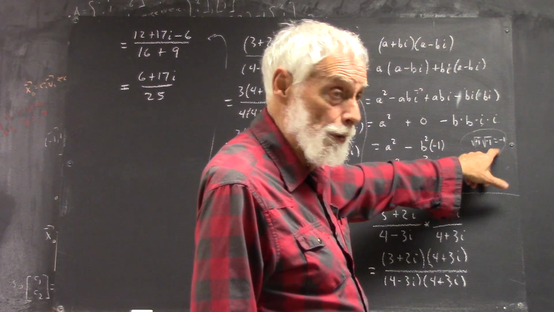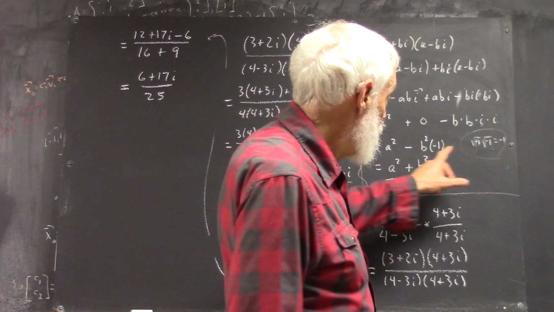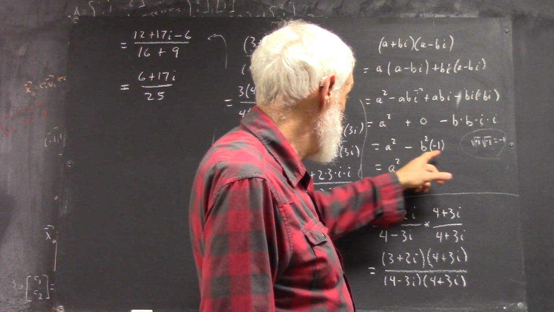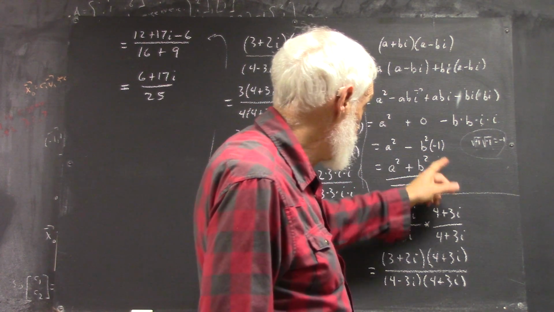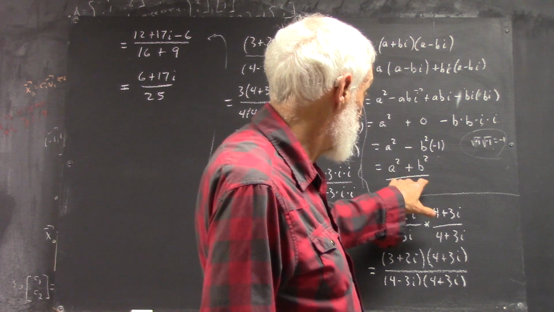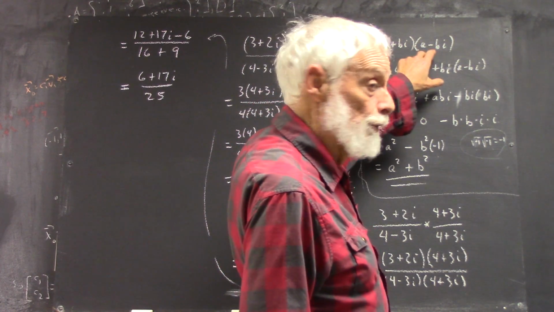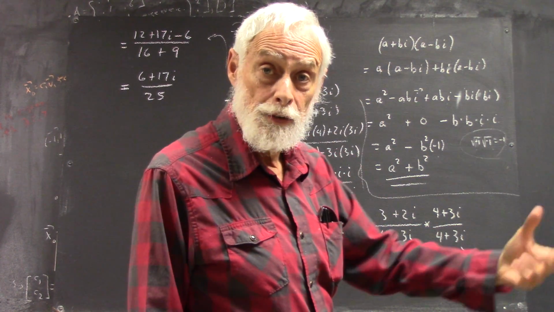I wrote it out kind of small, but you want to keep reminding yourself of that. So I times I is -1, and now we're secure with this expression. And then negative b squared times -1 is just plus b squared, and there we have it. So this is what always happens if you multiply a number by its conjugate.